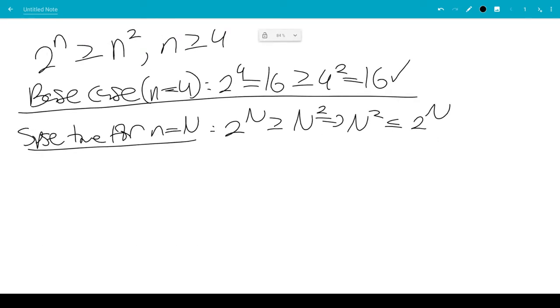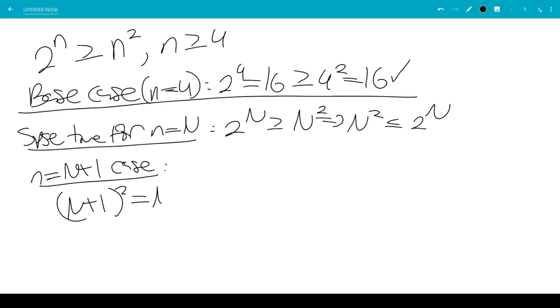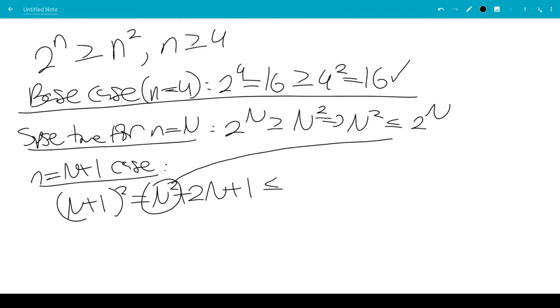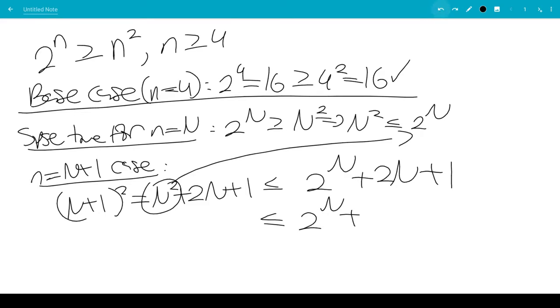So the n equals n plus 1 case would be (n plus 1) squared equals n squared plus 2n plus 1, less than or equal to, so we can use this fact right here, 2 to the capital N plus 2n plus 1. This is obviously less than or equal to 2 to the n plus 2n plus 2n, which is 4n.